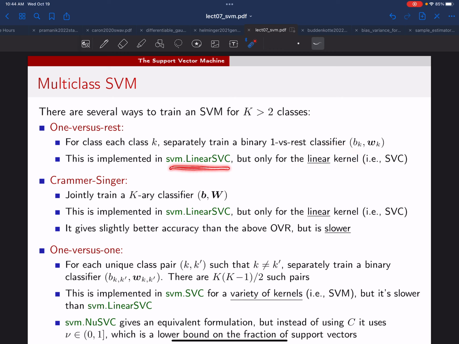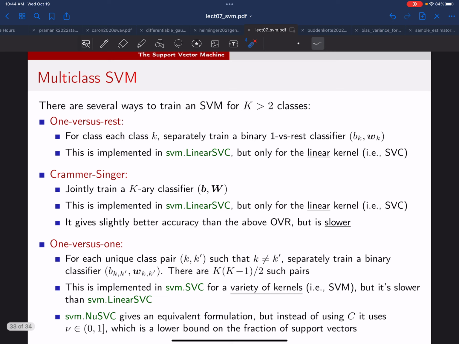This function, LinearSVC, is generally faster than the other one, but if we really care about getting great performance, this is not going to be what we want to use. We also talked about the Crammer-Singer approach, where you jointly train all your weights and all your biases together. This is also implemented only in LinearSVC, which, as we know, is restricted to the linear kernel. You find slightly better accuracy than one versus rest, but it's going to be slower.